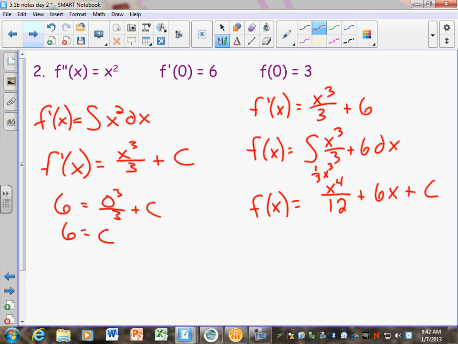Again, I picked really nice ones here when they give you 0, because it just means that if I plug in 3 here, this is going to be 0 plus c, so c equals 3.